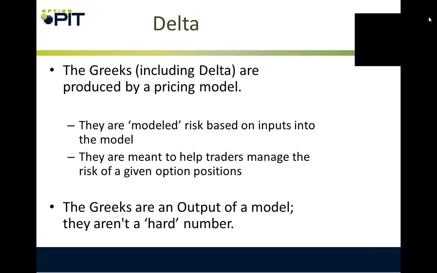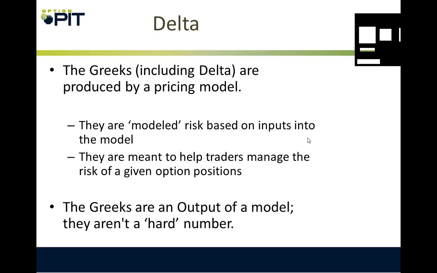So the Greeks, including delta, and this is the important part, are produced by a pricing model. How do you figure out what the options should be worth? That's a good question. We're going to talk about that. They are modeled risk, based on inputs into the model. They are meant to help traders manage the risk of a given option position. Because they're an output of the model, that makes them not a hard number. If something isn't a hard number, that means it can change.